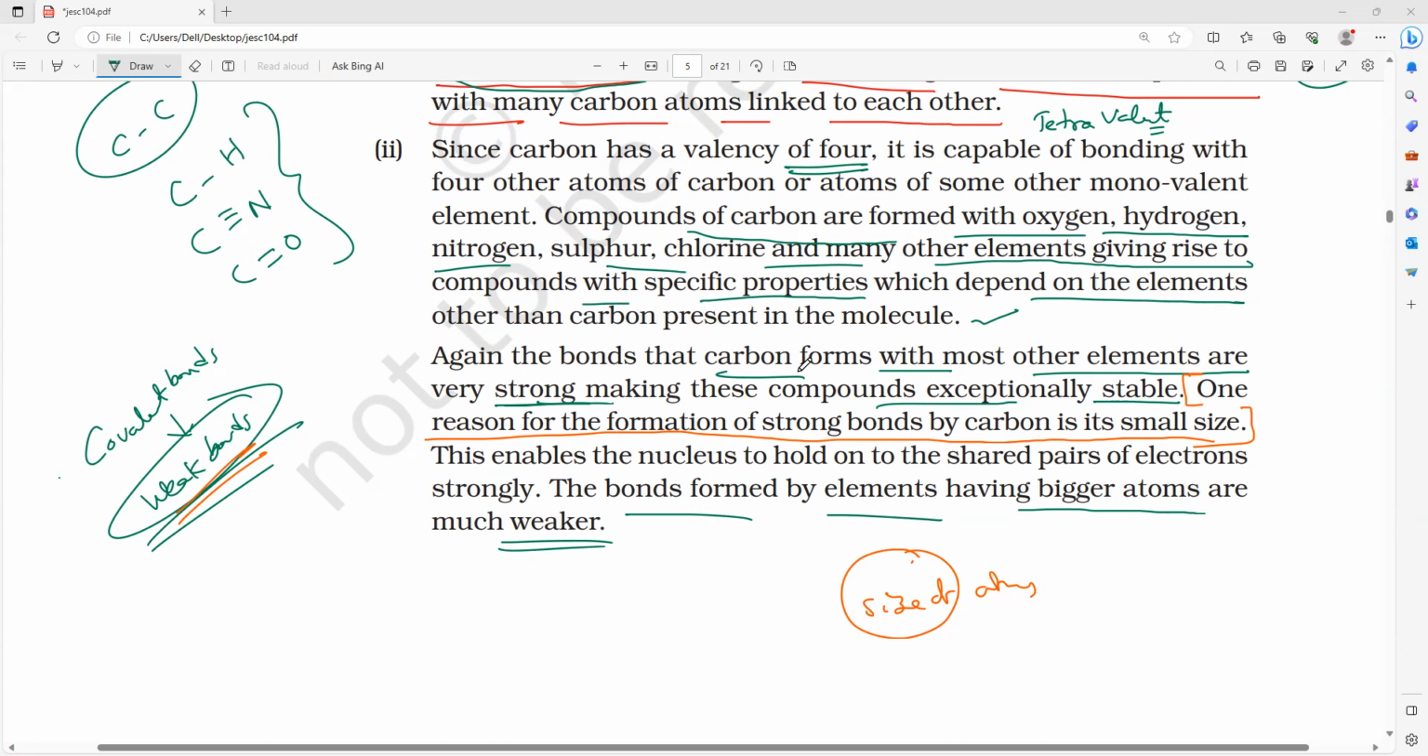What is the reason? It is small. Yes, carbon is very small, due to which the outermost electrons are strongly held by the nucleus. In the same way, the shared pair of electrons is also strongly held by the nucleus. Because of this reason, carbon forms extremely strong and stable compounds. That is why carbon is special.